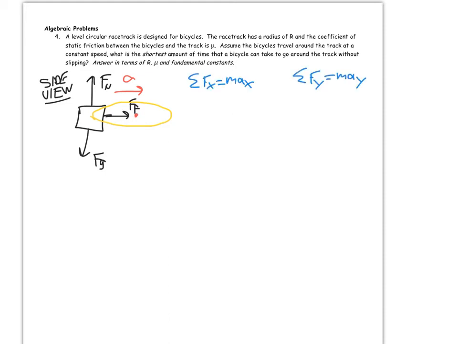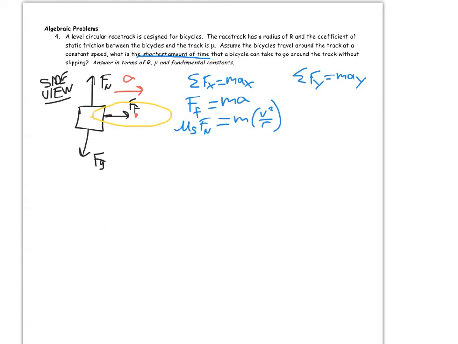So we're now going to go ahead and set up our Fx and our Fy. In the x direction, we have the force of friction, and that's going to be equal to ma. Two substitutions I can make here. My force of friction I know is going to be at a maximum because we're riding around in the shortest amount of time. We're traveling as fast as possible around this track without slipping. So I can say that the force of friction is simply my coefficient of static friction times my normal force. I also can substitute in for my acceleration because I know that anytime I'm traveling in a circle, my acceleration is given by v squared over r.